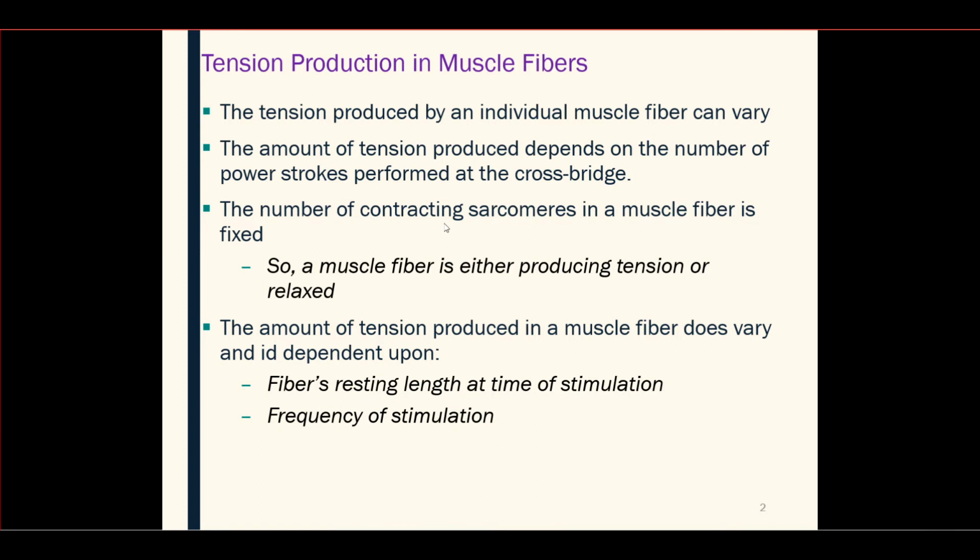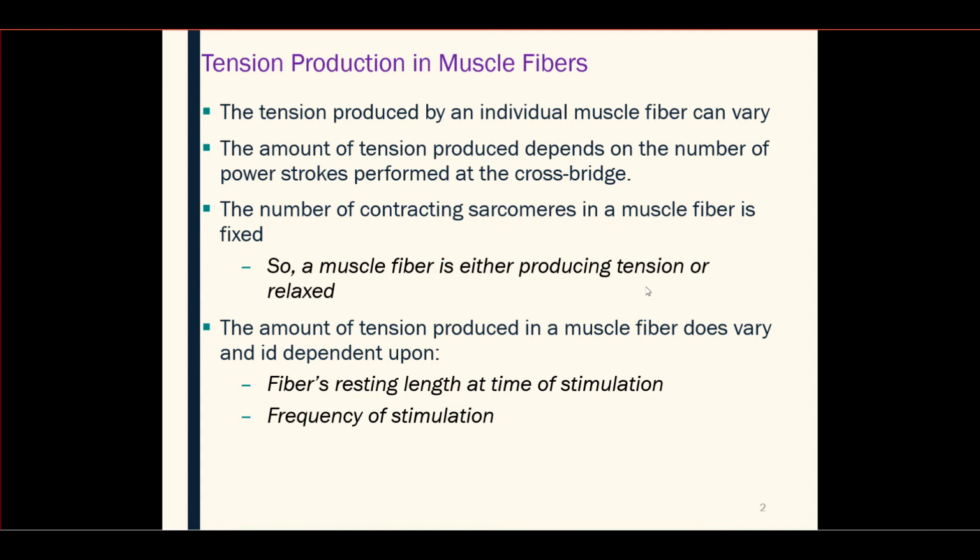So just to review, the number of contracting sarcomeres in a muscle fiber is fixed, meaning that when a muscle fiber is stimulated, all of the sarcomeres are going to contract, or none of the sarcomeres are going to contract. It's not that one or two contract while the other one's relaxed, right? So all the sarcomeres within one muscle fiber are either contracting or they're not contracting. So a muscle fiber is either producing tension or it's not, okay? But we can vary the amount of tension that a muscle fiber produces. That's the focus of this lesson.